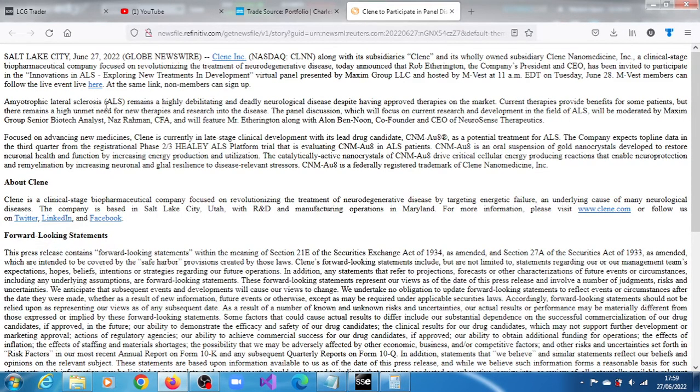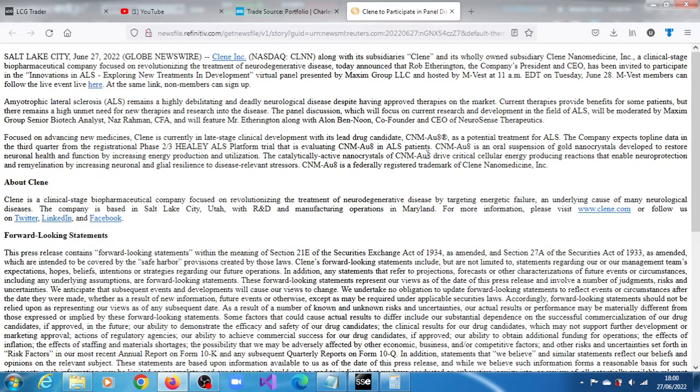Amyotrophic lateral sclerosis. That's what the event is going to be about. It remains a highly debilitating and deadly neurological disease, despite having approved therapies on the market. Current therapies provide benefits for some patients, but there remains a highly unmet need for new therapies and research into the disease. The panel discussion will focus on current research and development in the field of ALS. It will be moderated by Maxim Group Senior Biotech Analyst Naz Rahan, and will feature Mr. Etherington along with Alan Ben-Noon, co-founder and CEO of Neurosense Therapeutics.